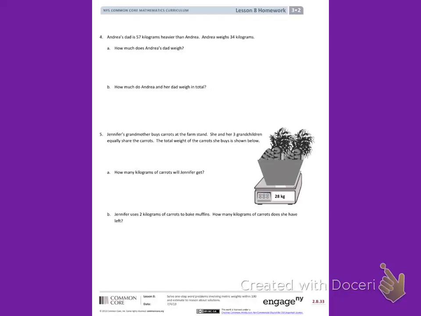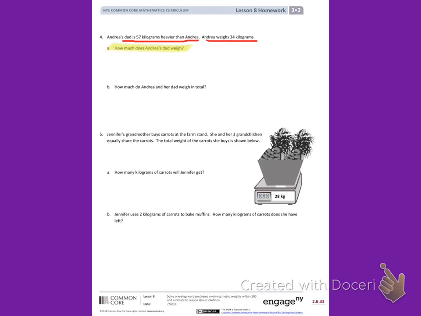Module 2, Lesson 8's objective is to solve one-step word problems involving metric weights within 100 and estimate to reason about solutions. Item 4 says, Andrea's dad is 57 kilograms heavier than Andrea. Andrea weighs 34 kilograms. I'll go ahead and underline the important details. Andrea's dad is 57 kilograms heavier than Andrea, and Andrea weighs 34 kilograms. Now I'll highlight the question. How much does Andrea's dad weigh?